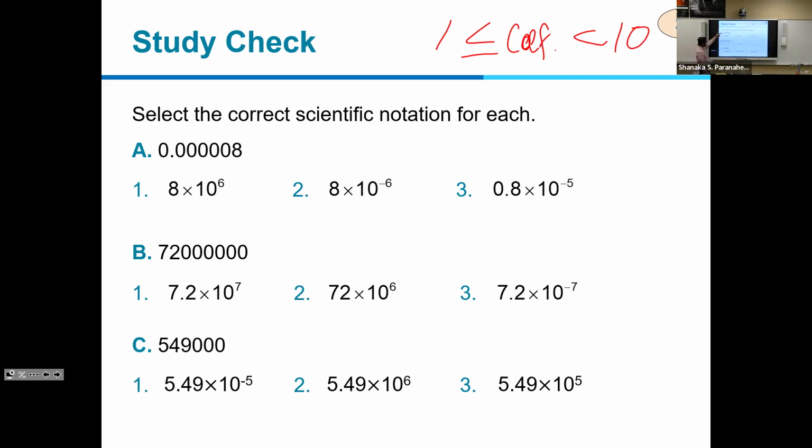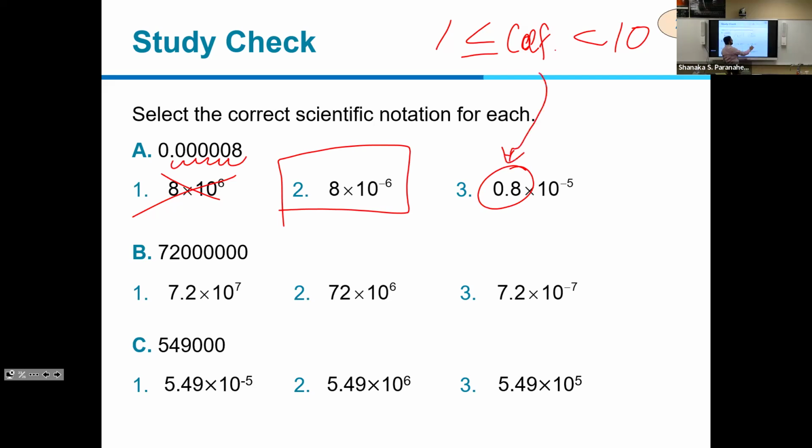This is a number less than 1, so you should end up with a negative exponent. The first one is product, guys. Now we are going to shift the decimal place 1, 2, 3, 4, 5, 6 times. So the coefficient is 8. Answer 3 is also correct in value, but its coefficient is not within the range that I explained. It should be within 1 to 10.